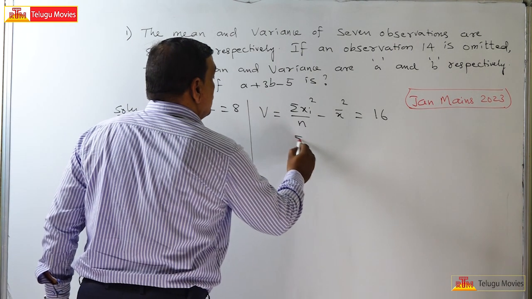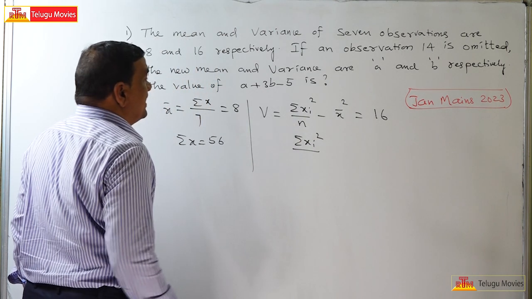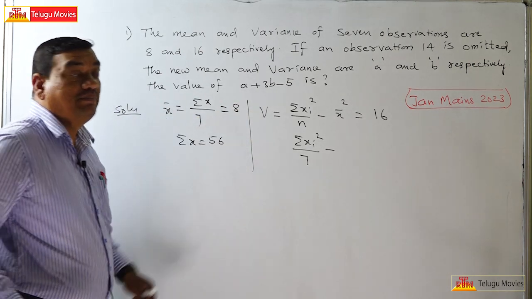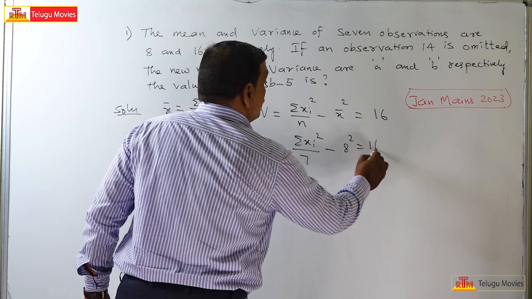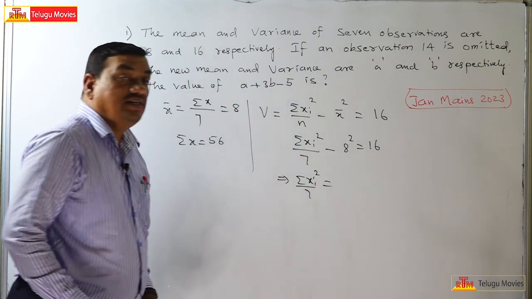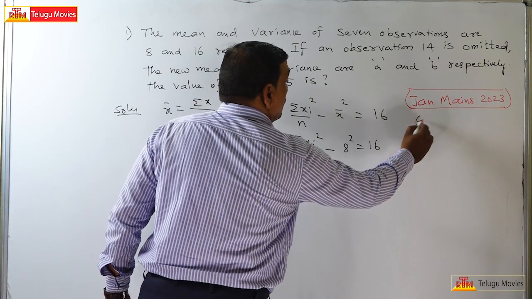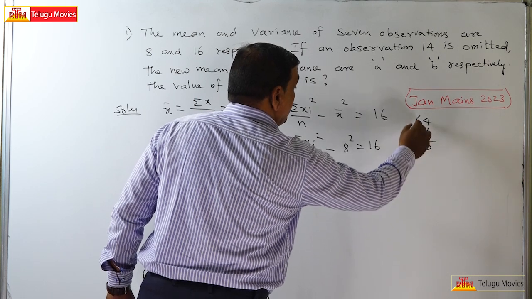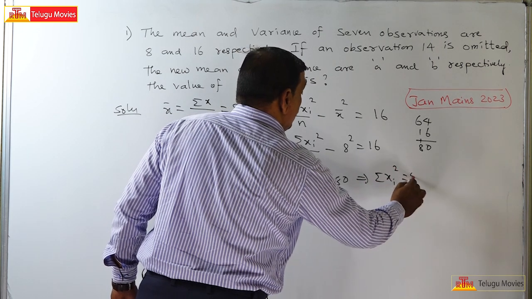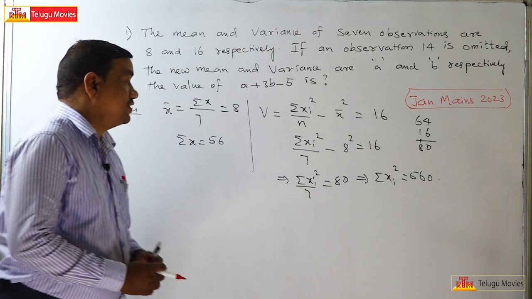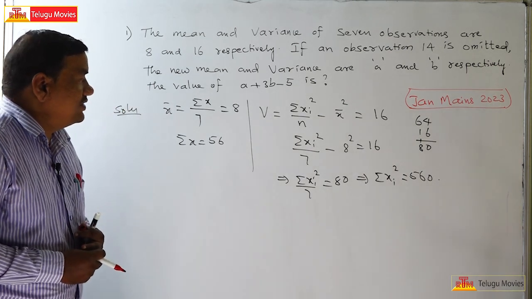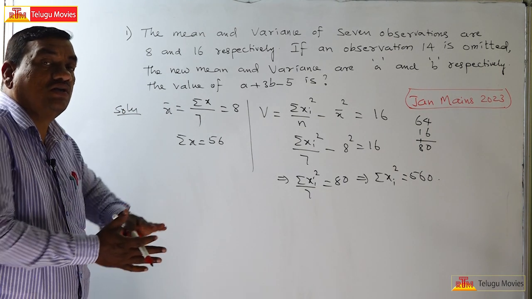So this is equal to sigma xi square by n, where n is 7, minus x bar square. x bar is the mean 8, square. So this is equal to 16. This implies sigma xi square by 7 is equal to 8 8s are 64, plus 16, that is 80. From this, sigma xi square is equal to 560. So sigma x is 56 and sigma xi square is 560 we got. So this is the old pattern.